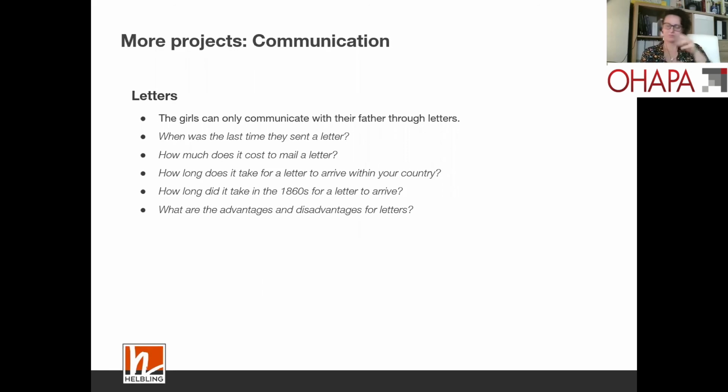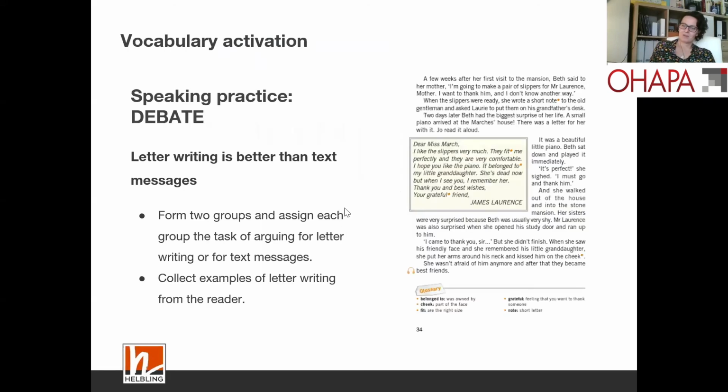So after such a discussion, if somebody chooses this, then you can do vocabulary activation through speaking practice. And you can organize a small debate. It's called Letter Writing is Better Than Text Messages. So you can have 2 groups and assign each group the task of arguing for letter writing or for text messages. And to prove their point, students can collect examples of letter writing from the reader.